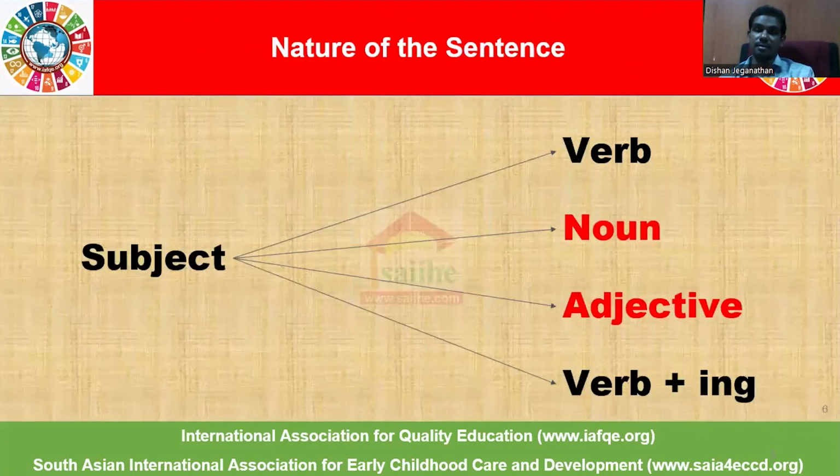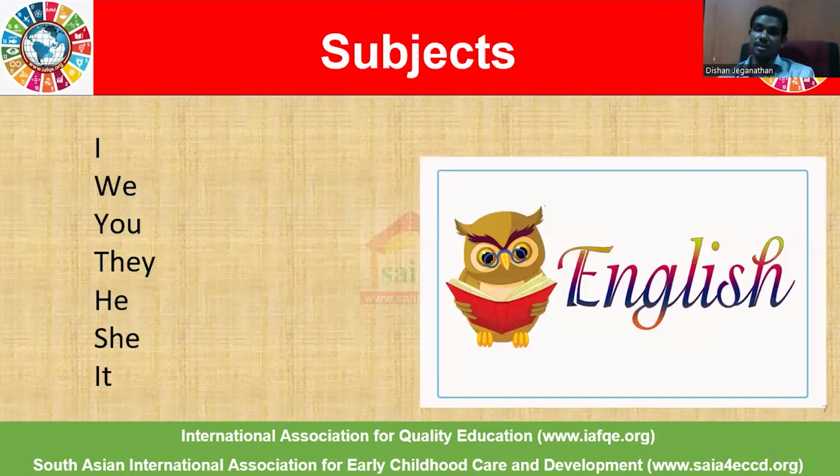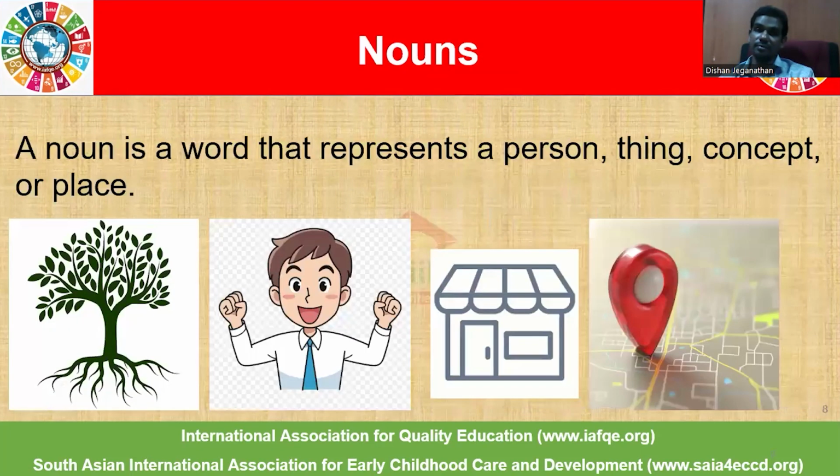Nature of sentences. To make a meaningful sentence, we need to have a subject, a modal verb, noun, adjective, and main verb. Here, the first one refers to the modal verb, which we'll be going through in today's lesson, and the last one is the main verb. The subjects we've been discussing are I, you, we, they, he, she, and it. It's related with the first person, second person, and third person narratives.